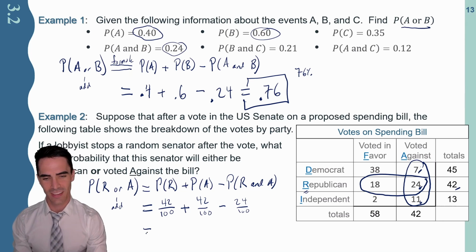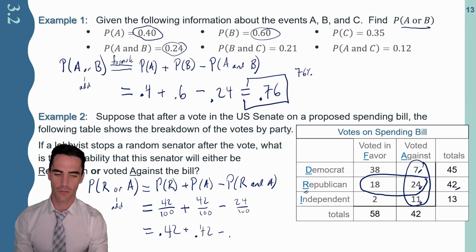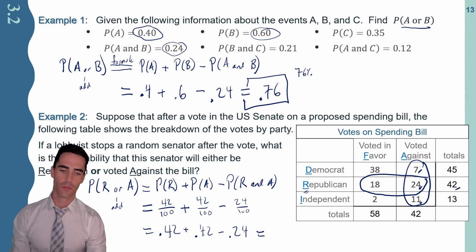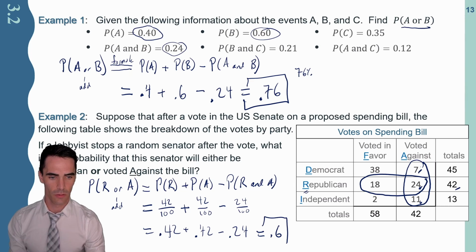Here we go. Equals 42 divided by 100, very fancy, is just 0.42, plus 42 divided by 100 is 0.42 again, minus 24 divided by 100 is 0.24. If we added and then subtracted, again, that's 0.42 plus 0.42 is 0.84. I can subtract then, and I should get 0.6, or as a percentage, that's 60%.